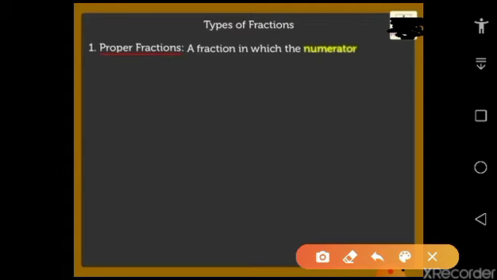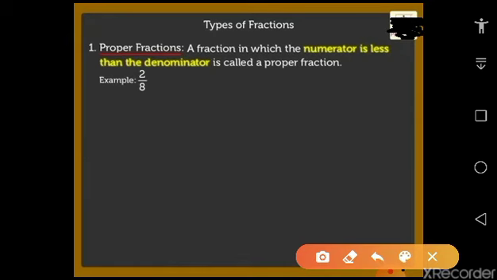Now, let us revise the types of fractions. 1. Proper fractions. A fraction in which the numerator is less than the denominator is called a proper fraction. For example, 2 is less than 8. Thus, we say that 2/8 is a proper fraction.